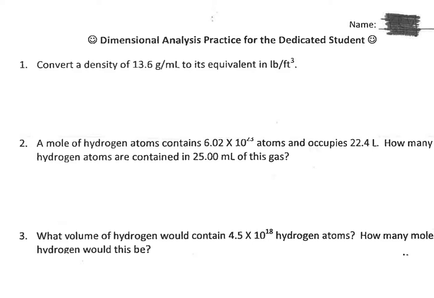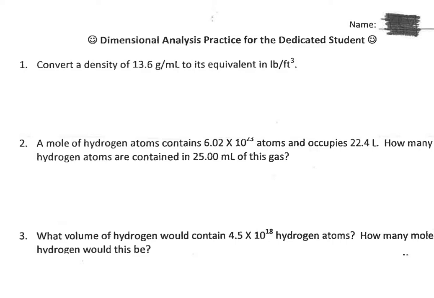Number one, convert a density of 13.6 grams per milliliter to its equivalent in pounds per feet cubed. So what we see here is that we have units over units, and we're converting to units over units. So I call this a double unit conversion problem.